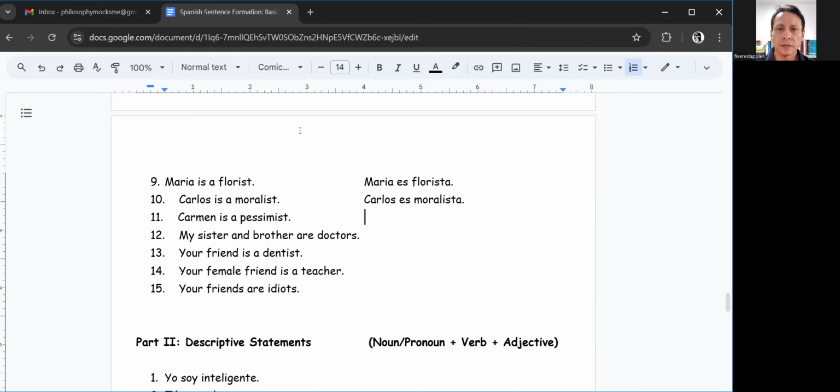Carmen is a pessimist. Remember, in Spanish, we're not going to double the S. Carmen es pesimista. My sister and brother are doctors.